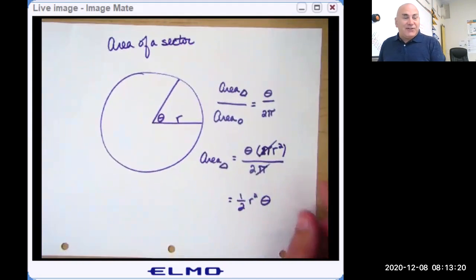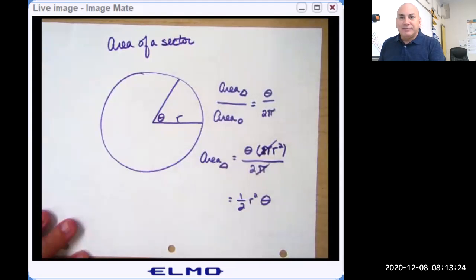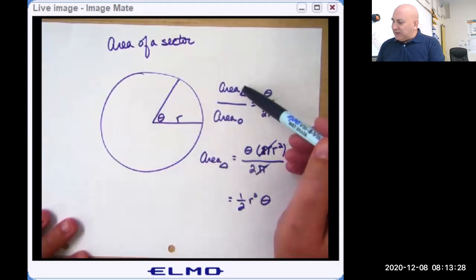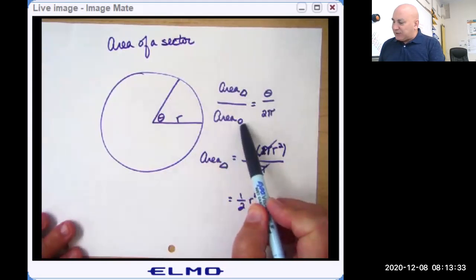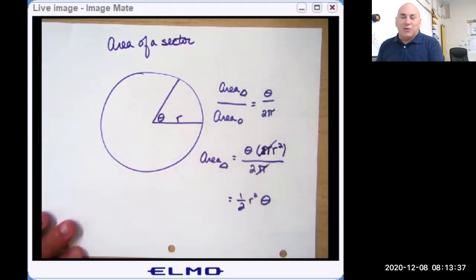The area of a sector. A sector is the pie piece of pie. So if we think of it as the area of the sector divided by the area of the circle is equal to the angle divided by 2 pi. In other words, we're setting up a proportion.